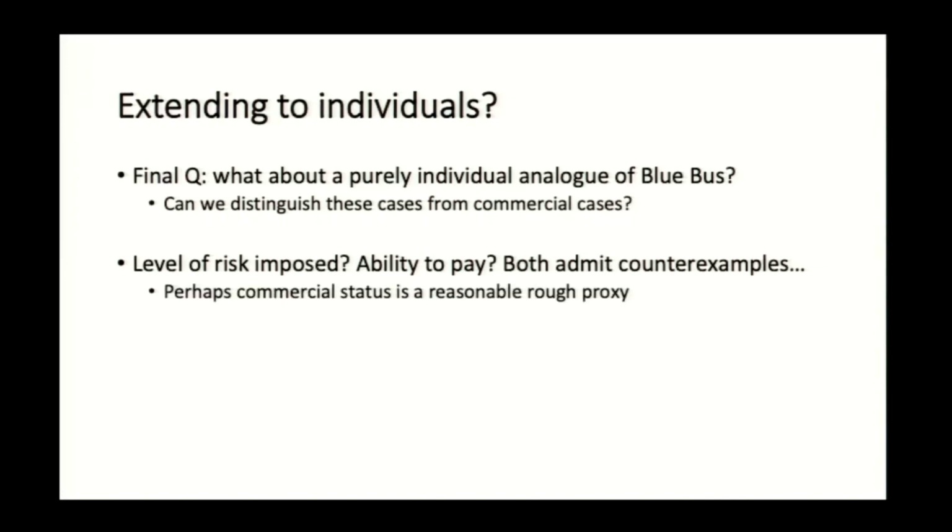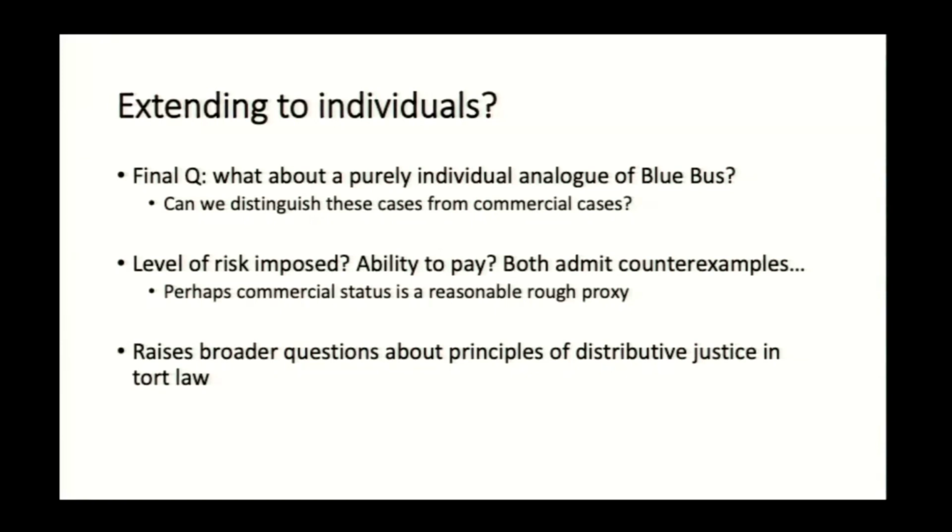But what the legal theorist in me wants to think is that, look, commercial status is often a reasonable rough proxy for both of these things. It's usually the case that commercial actors are better able to pay than private individuals, and almost always the case that they impose higher levels of risk than other individuals. And this is the approach that I imagine the courts would take. They would pick commercial status as a rough proxy and say, well, that's good enough. But it would be nice to have a more robust philosophical underpinning for distinguishing commercial agents from individuals. But often in the law, that's not attainable.